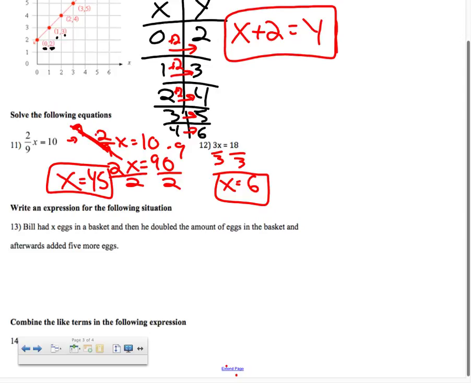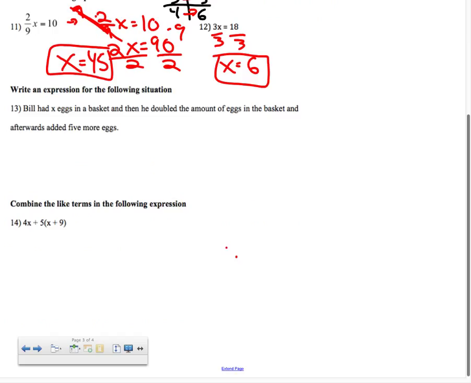The next two are a little bit different. This one here is another equation writing question. So it says we have x eggs in a basket, we double the amount of eggs, and then we add 5 more. And we want an expression showing how many eggs are in the basket right now. Well, let's write down what we start with, x. We doubled the amount of eggs in the basket. Well, that means we're going to times it by 2. That's what you do when you double something, you times it by 2. So we start with x eggs, we double it, so times by 2. And then we add 5 more eggs. And this would be the expression representing how many eggs are in the basket.